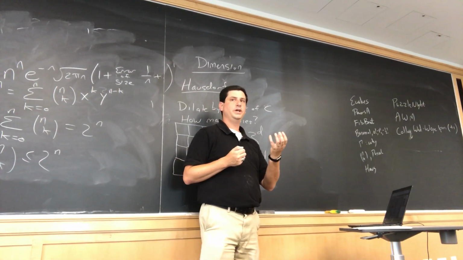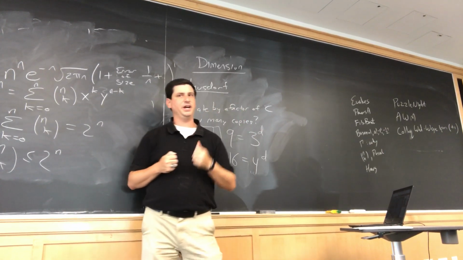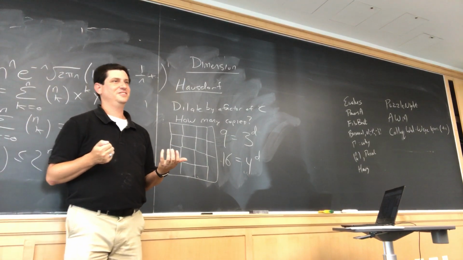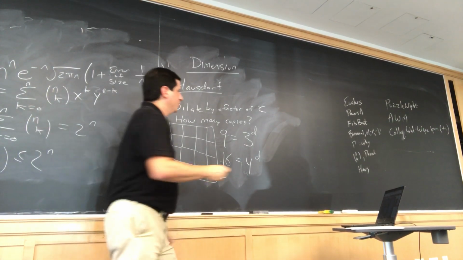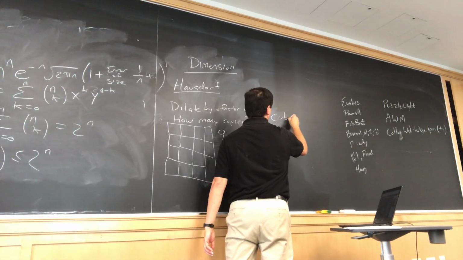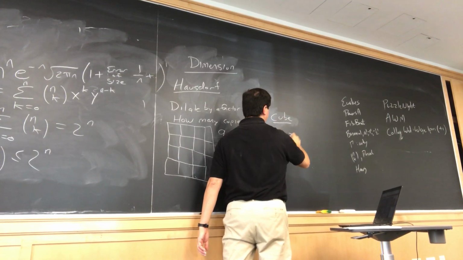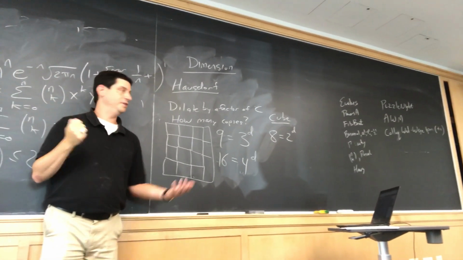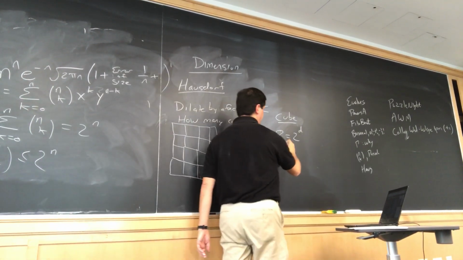So if I had a cube and I doubled the length, doubled the width, doubled the height, how many cubes do I have? 8. And so for the cube, I would have 8 copies is 2 to the d. What should d be for a cube? 3. And this gives you d equals 3.